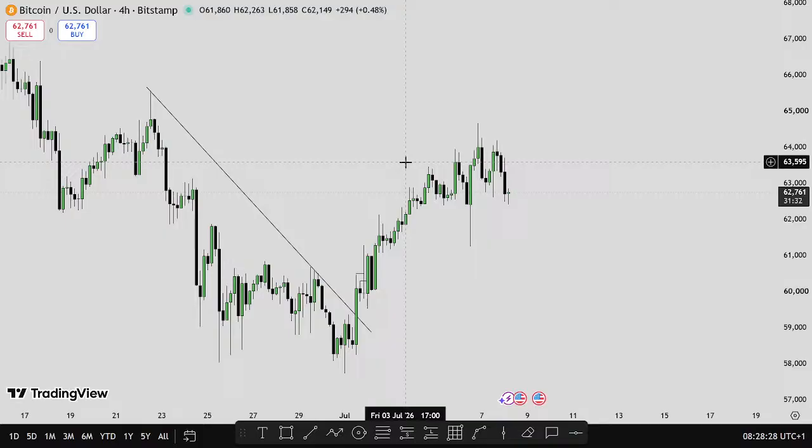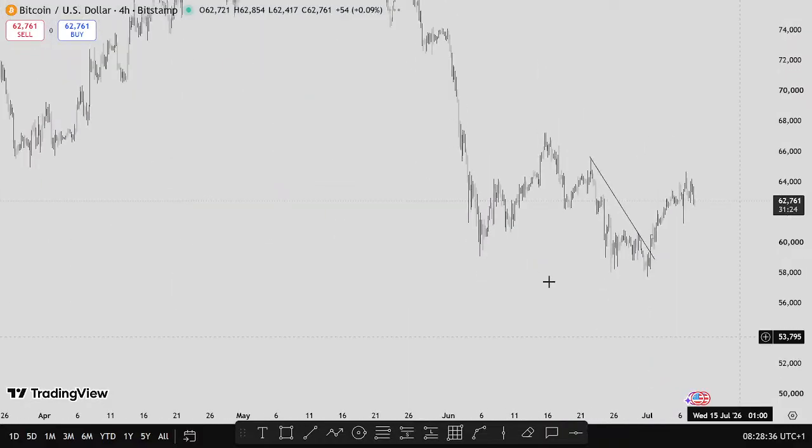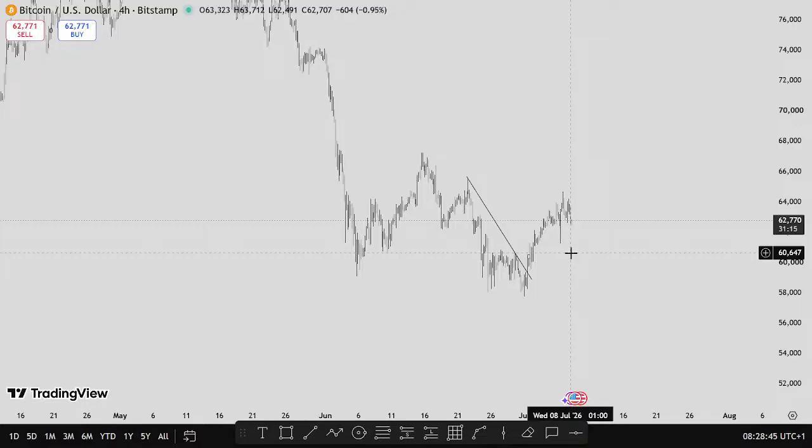Then BTC has just been doing a lot of shenanigans, and I really don't even want to get into what it's doing, because look at it. This is the whole move that BTC has made from the 4th of June to today, which is like the 8th. Today is what now? Is it the 8th or what?